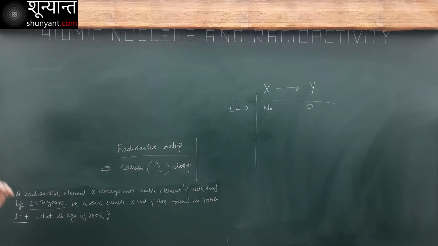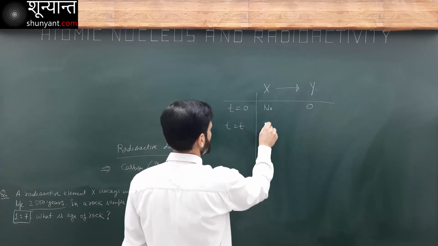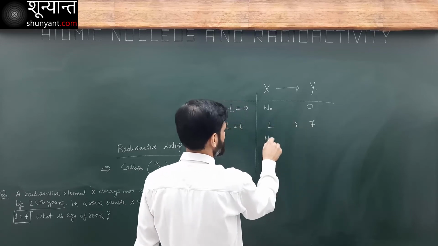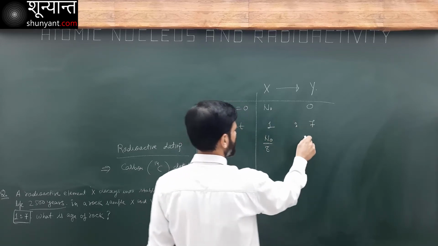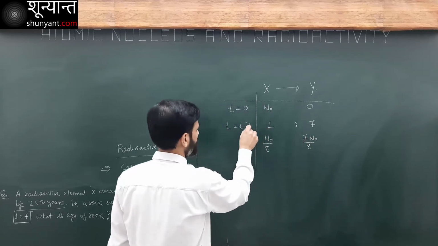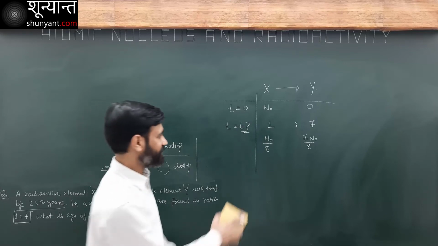At some time, when the sample is analyzed, it is found to be in the ratio 1:7. So at t is equal to T, in the ratio 1:7, that means X becomes N naught over 8 and Y becomes 7 N naught over 8. I have to find what this time is. Now it should be easy.